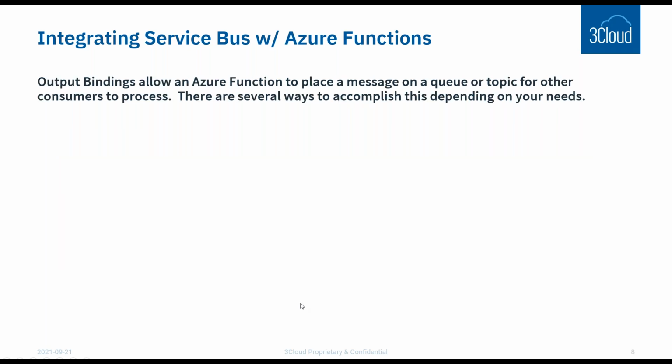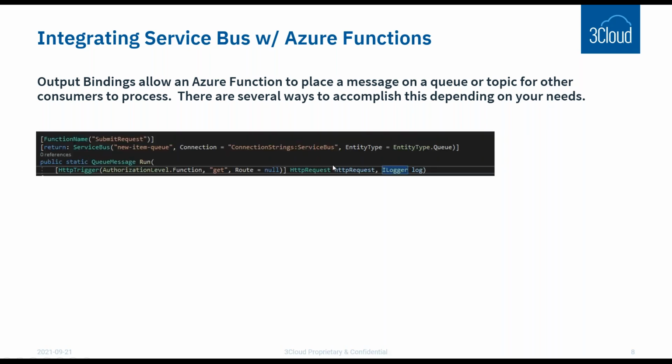Alrighty, so output binding. Output bindings are what allow you to actually take a message and put it on a queue or topic for other consumers to process. There are actually a couple of ways to do this depending on your needs. The first one is the real simple. I want the return value of my Azure function to be placed on the actual queue itself.